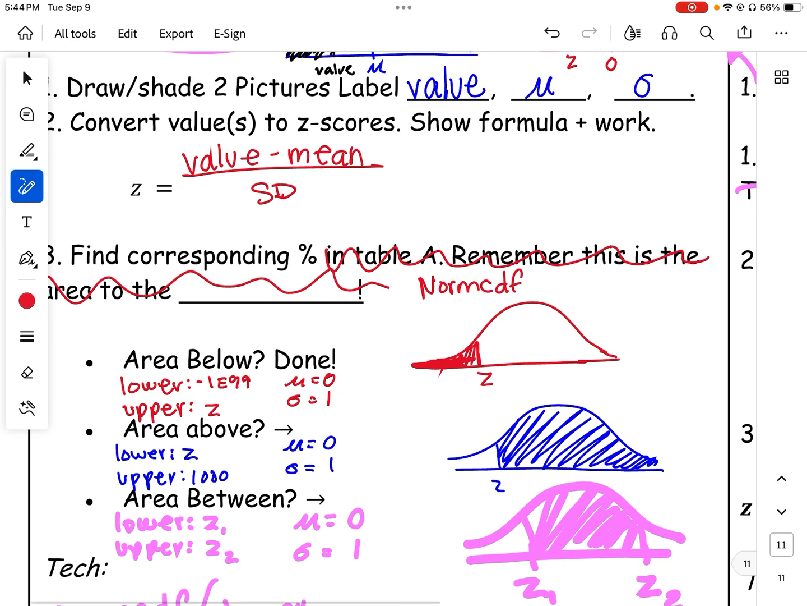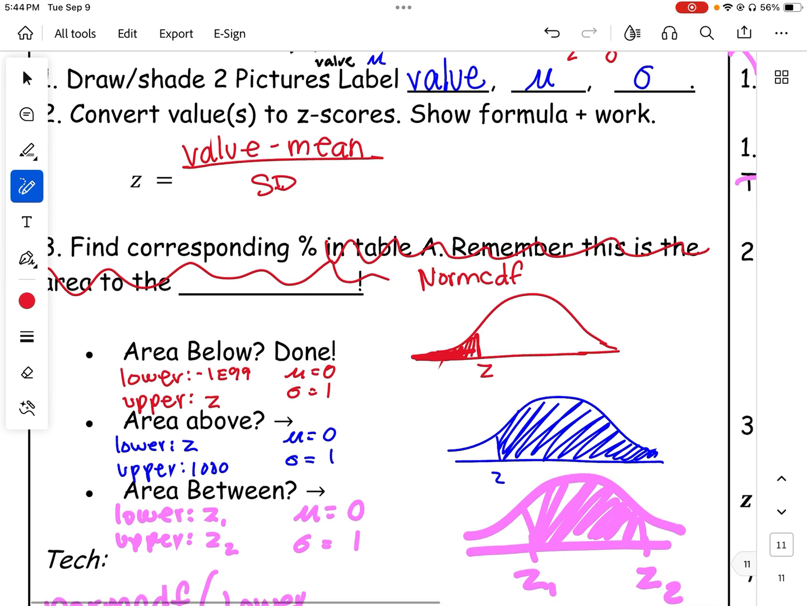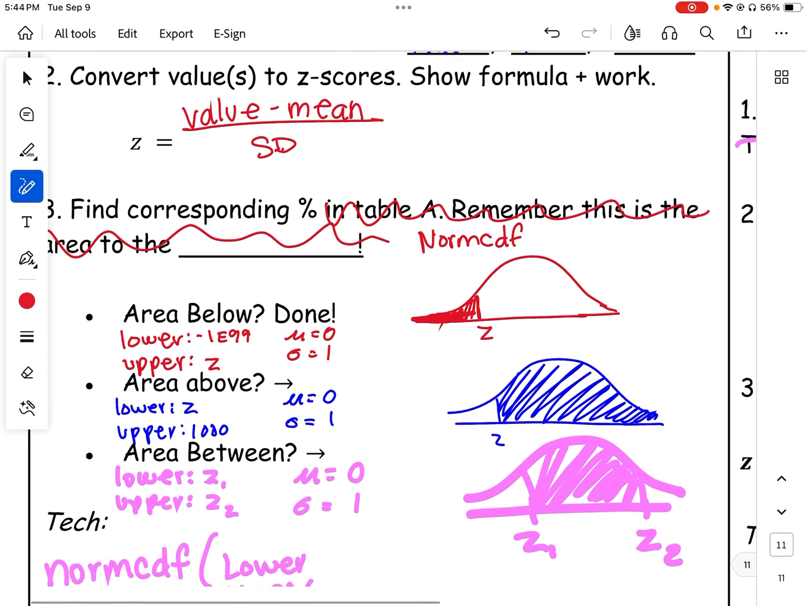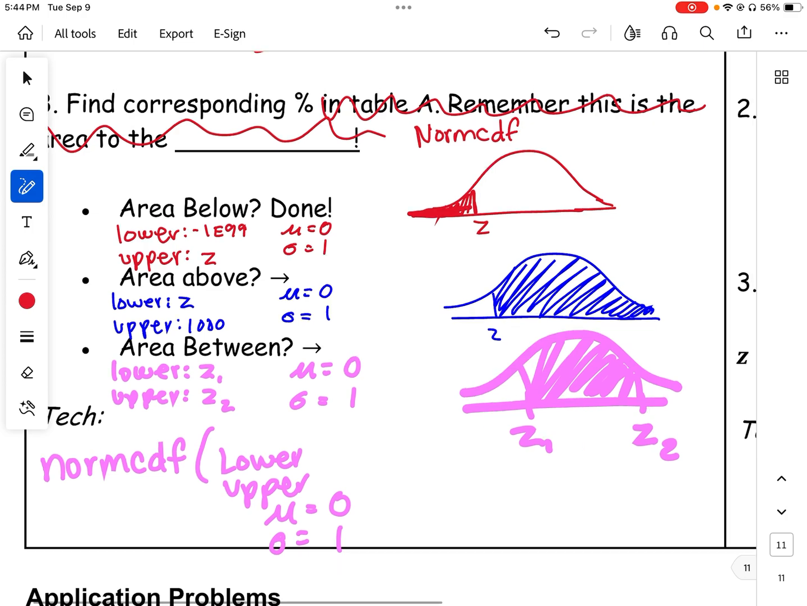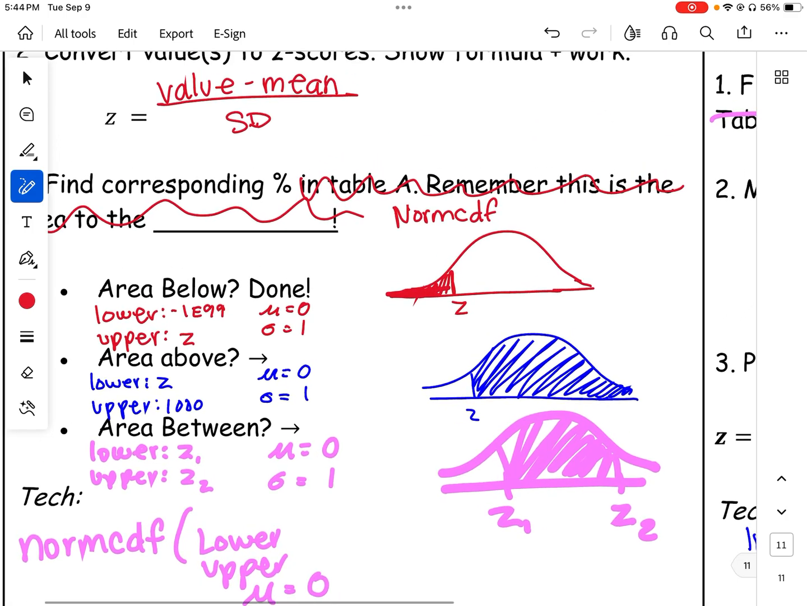Okay, now in pink is area between. If we want to look at the area between two z-scores, then we would shade between, and our lower bound would be the first z on the left, and our upper bound would be our second z on the right. And in the calculator, the technology is you would go to norm CDF, put in your lower, upper, mean 0, and standard deviation is 1. So that's the first type of question you'll see.